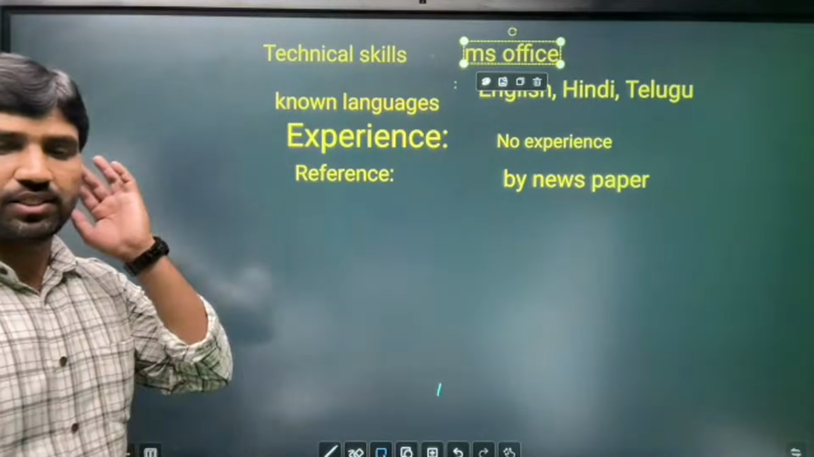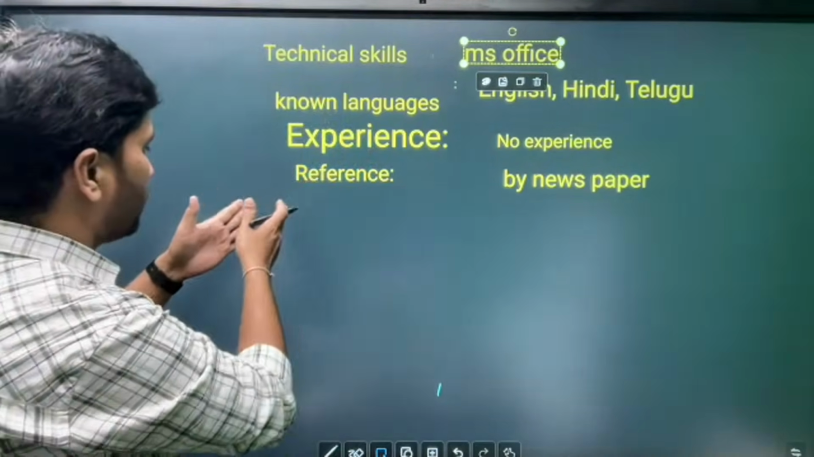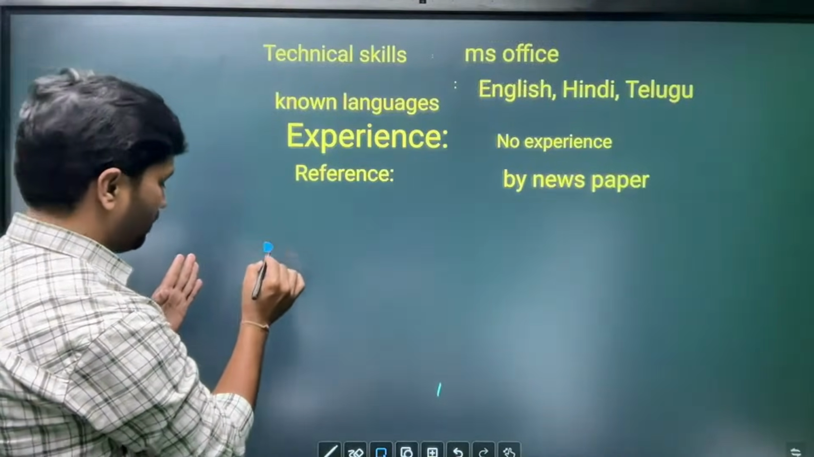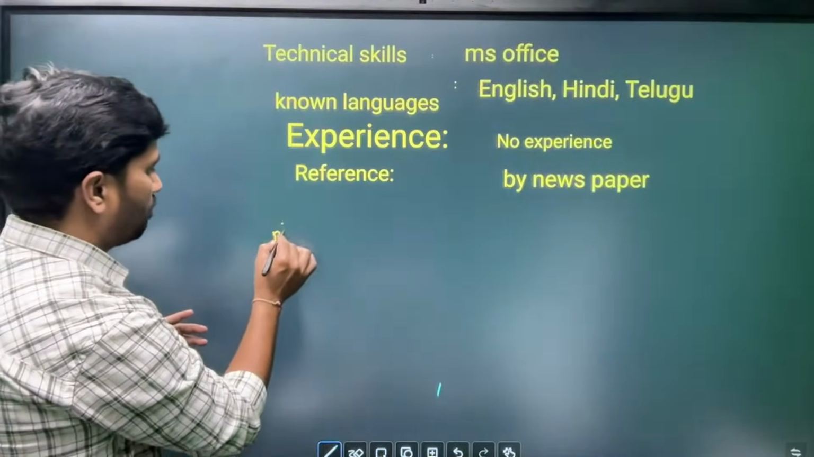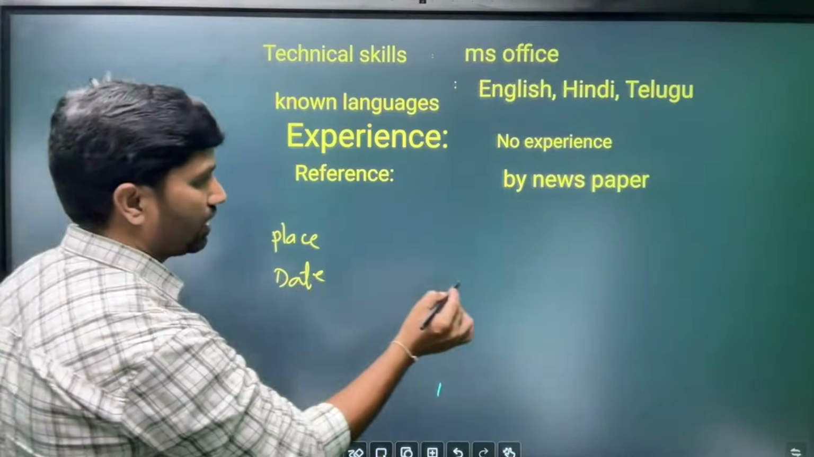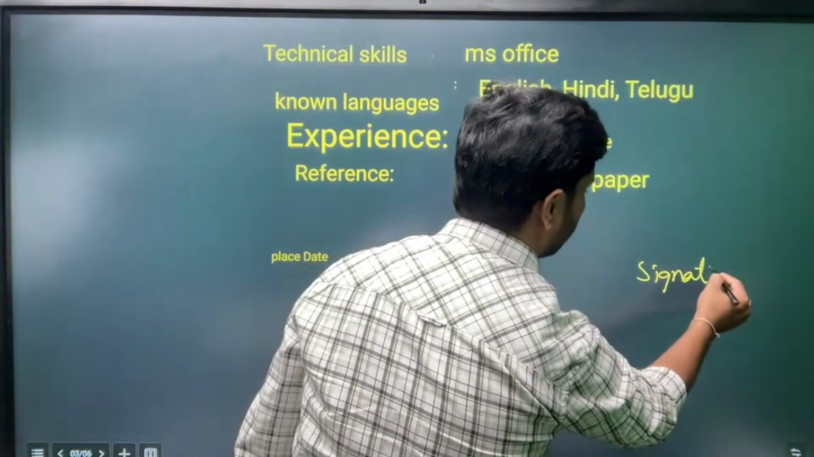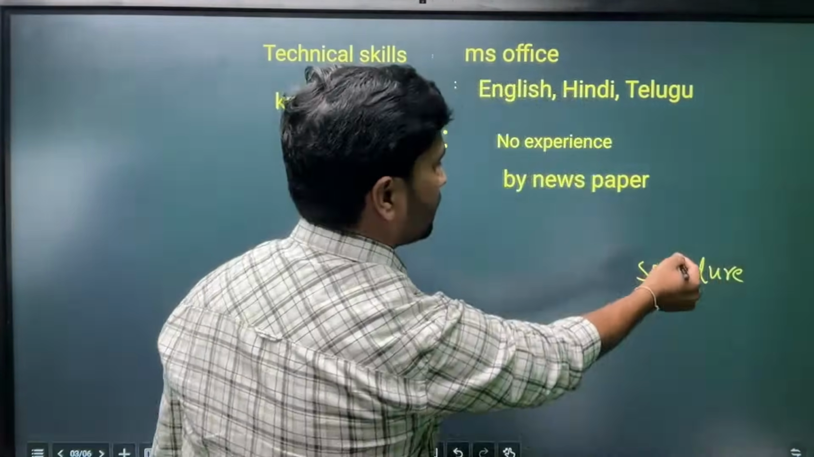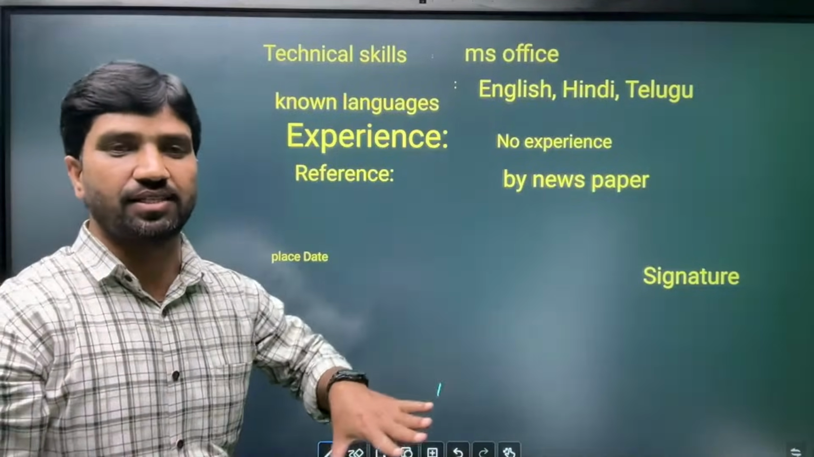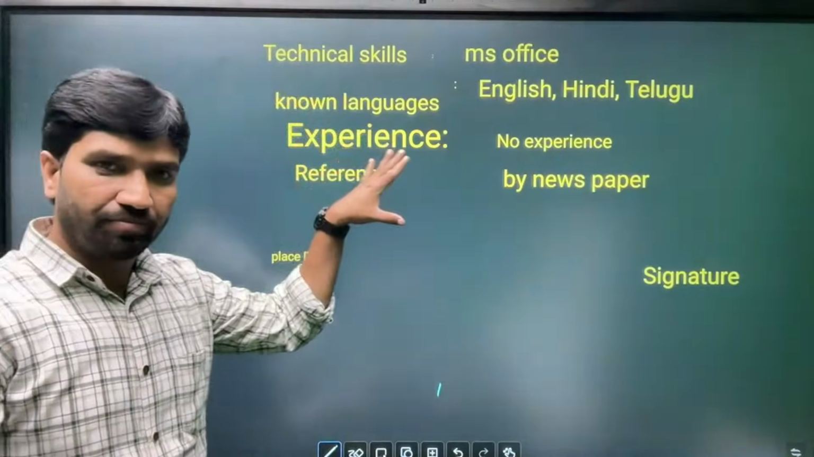So these are the things on how to present. This is our curriculum vitae. After completing the reference, at the bottom left side, write place and date, and on the right side, write your signature. This is called curriculum vitae, and this is the way of presentation. Is it clear?